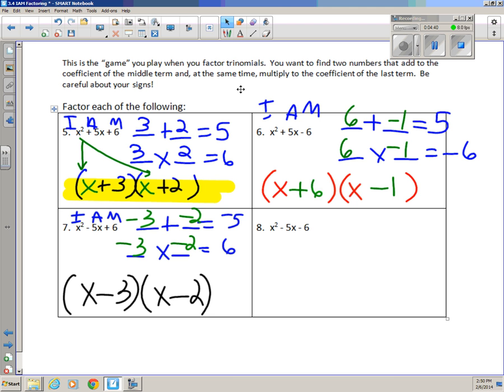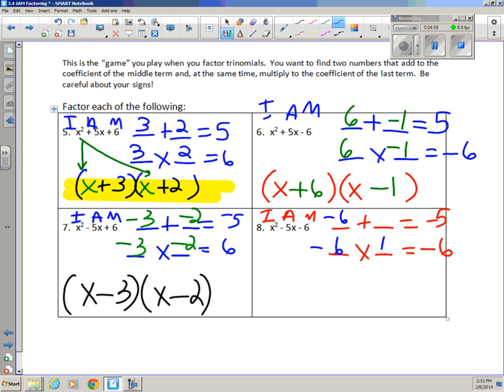Last but not least, for your IAM, we need to find two numbers that add to negative 5, that multiply to negative 6. Signs have to be different because we're multiplying to a negative. It's not 3 and 2 this time. It goes back to the 6 and the 1. Negative 6 and 1. So when I want to go factored form, two parentheses, one parenthesis has an x with the negative 6. The other one has the x and the positive 1.